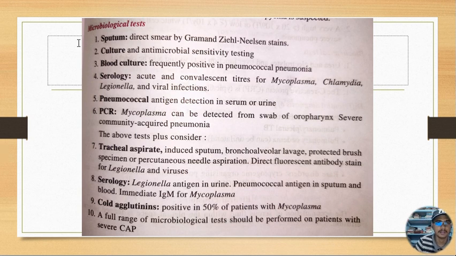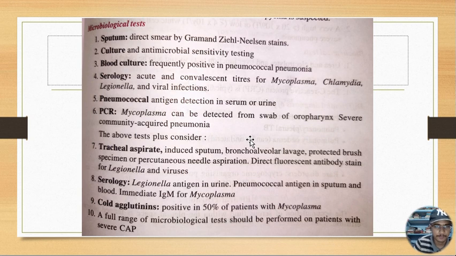Now, next we will see the microbiological tests. First, we will test the sputum through direct smear by Gram and Ziehl-Neelsen stains. Then we can also take a culture and antimicrobial sensitivity testing. In the blood culture, we may find positivity for pneumococcal pneumonia. In serology, we can find acute and convalescent titers for Mycoplasma, Chlamydia, Legionella, and viral infections. Pneumococcal antigen detection in the serum and urine can be done. On polymerase chain reaction, that is PCR, Mycoplasma can be detected from a swab of the oropharynx.